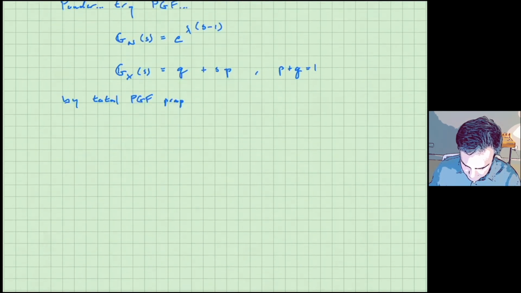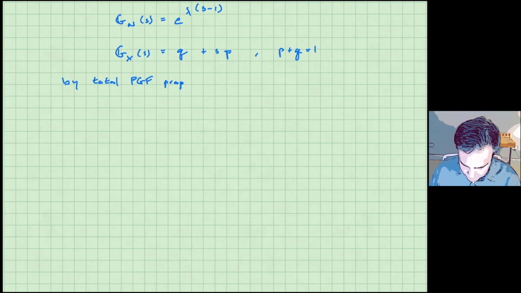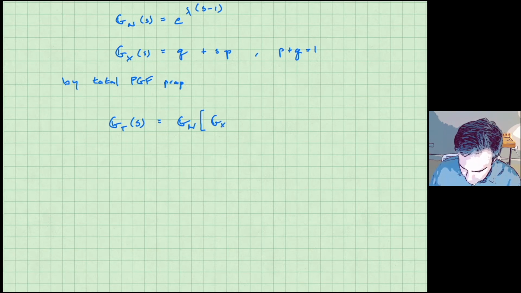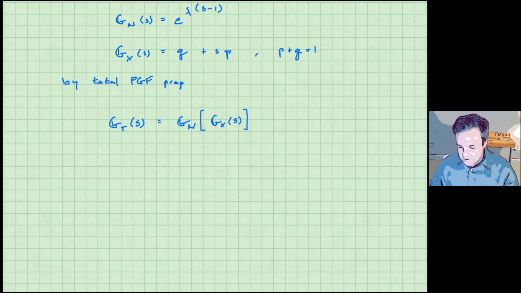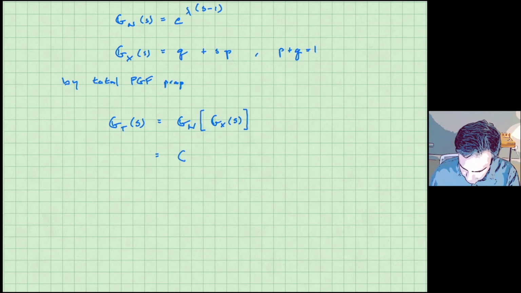Proposition. So by the total PGF proposition, the following is true, so that we can just write out the PGF for T. And it looks like this. So it's the PGF for N, and then its argument is the PGF for X. That's the idea. And then we just insert these different PGFs and see what we get. So I'm just first going to leave the N one alone.